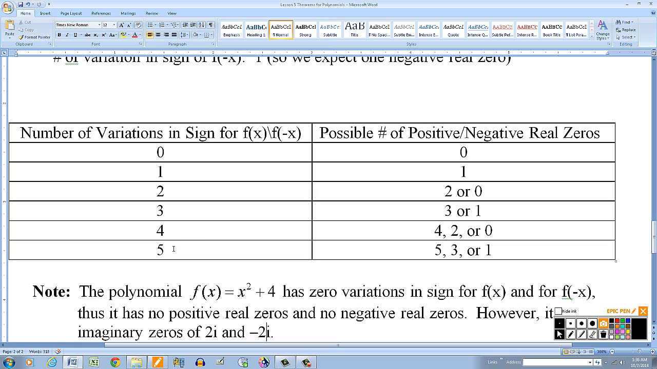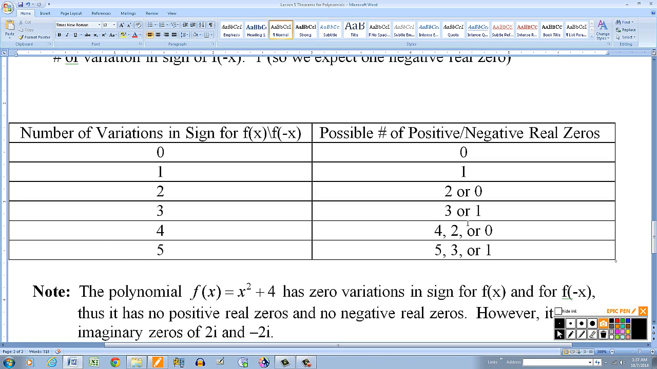If you have 5 variations in sign, then 5 subtract 2 is 3, subtract 2 is 1, subtract 2 again, you get a negative, so you stop there. So for 5 variations, the number of possible positive or negative real zeros could be 5, 3, or 1. And those are possibilities. You don't know which of these is true until you go through and solve for the actual zeros. If this comes out 0, then that's the answer. If 1, that's the answer because there's only one option. But these have several options, so the only way you're going to know for sure is to actually solve for the zeros.